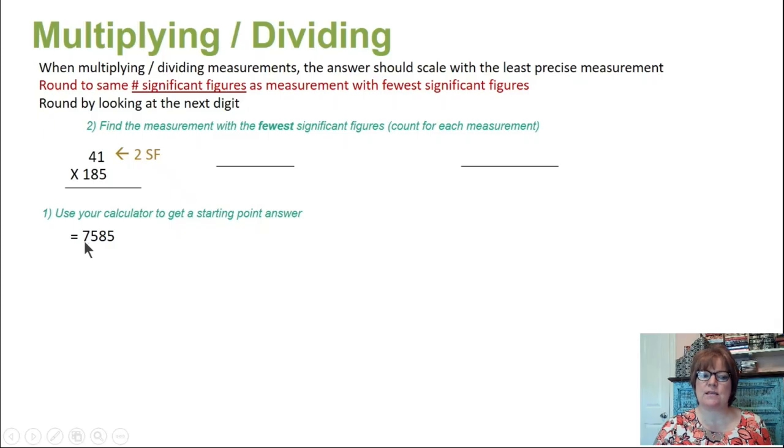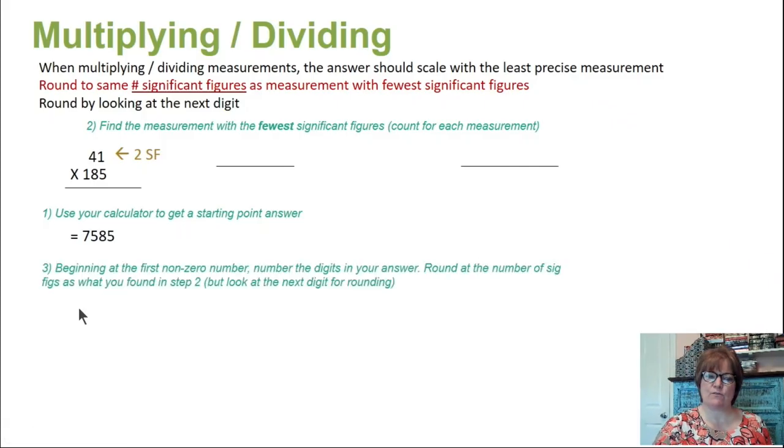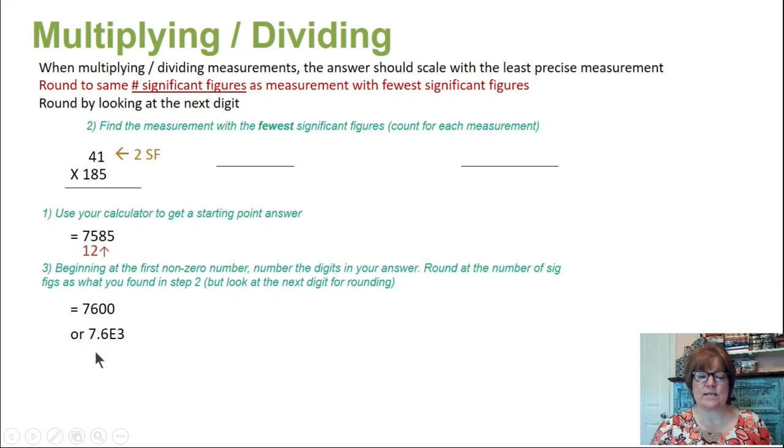I begin with the leftmost non-zero digit. That's the 7. It's also the first digit. And that's going to be the first one. The 5 will be my second one. I'm looking at the 8 to determine whether I round up or not. And in this case, since it is 5 or bigger, I'm going to round up. So this becomes a 7 and a 6. Those are my 2 significant digits. I replace the 8 and the 5 with zeros. I could also write it as 7.6E3. Note that because there are 2 digits over here, it's pretty clear to see that this is a 2 sig fig answer.